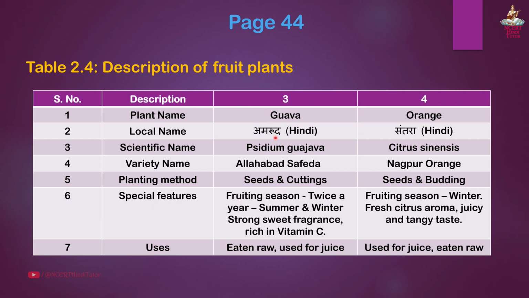Third, guava. Local name Amrud in Hindi. Scientific name Psidium guajava. Variety name Allahabad Safeda. Planting method seeds and cuttings. Special features: fruiting season twice a year, summer and winter. Strong, sweet fragrance, rich in vitamin C. Uses: eaten raw, used for juice. Fourth, orange. Local name Santra in Hindi. Scientific name Citrus sinensis. Variety name Nagpur orange. Planting method seeds and budding. Special features: fruiting season winter. Fresh citrus aroma, juicy and tangy taste. Uses: used for juice, eaten raw.